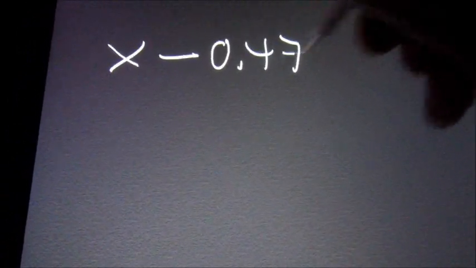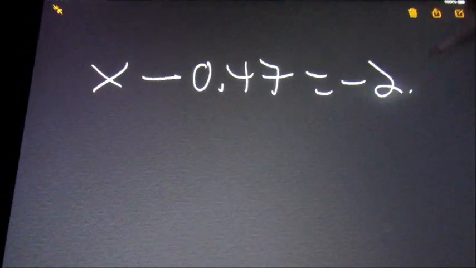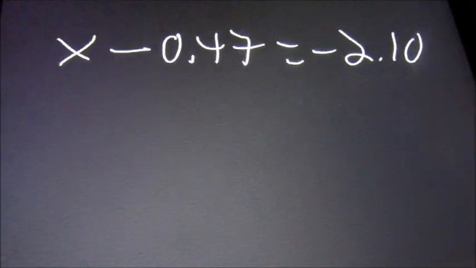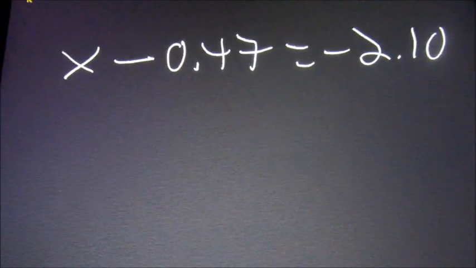Okay, the next one I'm going to do has decimals, so x minus 0.47 equals negative 2.10. On this one, there's no real need to get rid of the decimal because we don't have a decimal that's involved with the x, so I'm just going to add the 0.47.